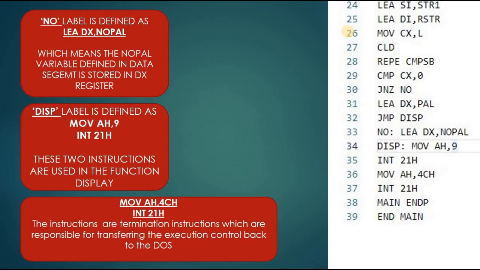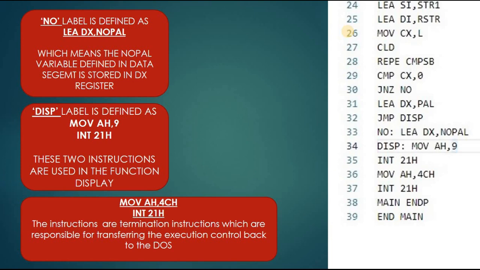Okay, now the first label NO. The label NO is defined as LEA DX, NOPAL. NOPAL is again defined in the data segment. This instruction means that the base address of the NOPAL variable is stored in the DX register. The 34th line of the program says DISP: MOV AH, 9, and the 35th line says INT 21H.